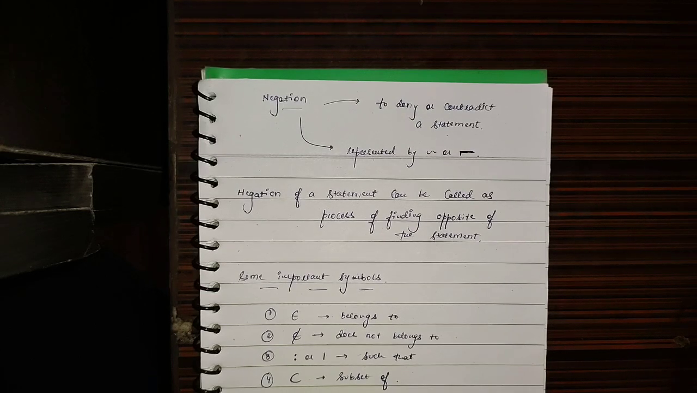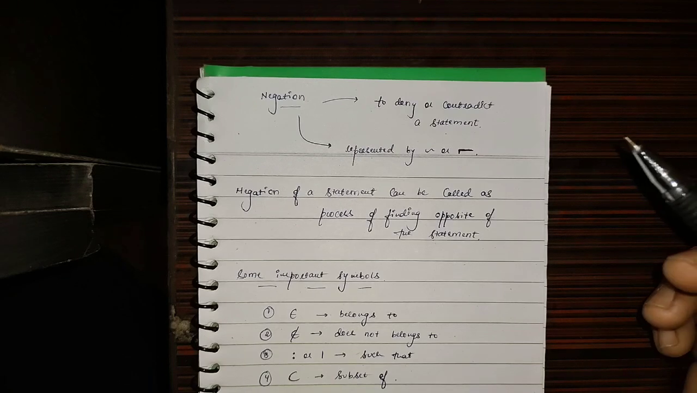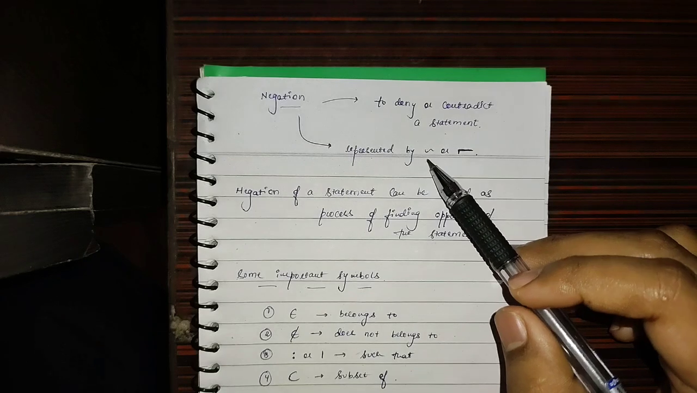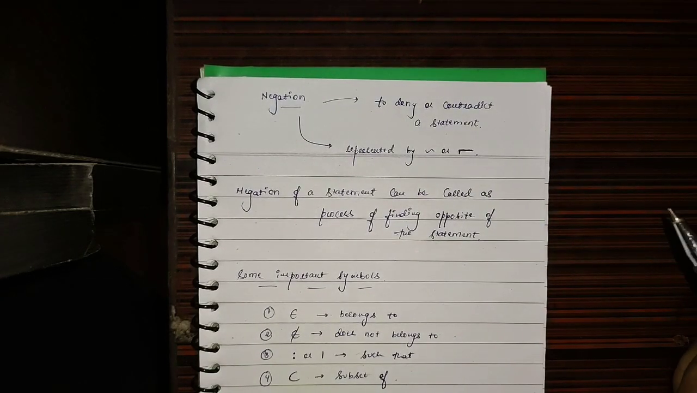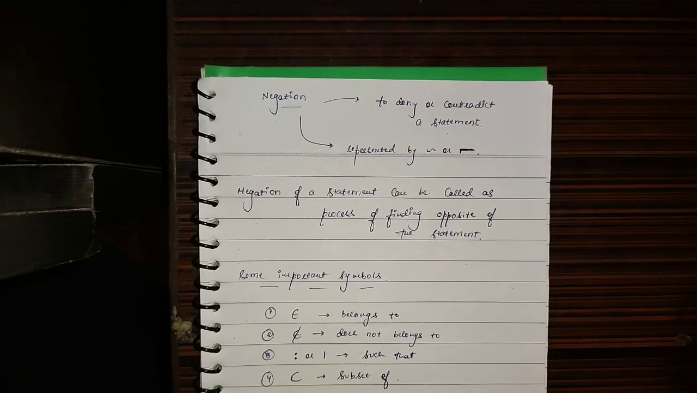So negation of a statement is to deny or contradict a statement. It means that if I have said the opposite of the statement that I said earlier, I have just negated the statement, or I have said something that contradicts the statement. Negation in symbolic nature, or when we want to represent it in symbols, is represented by this or this. So negation of a statement can be called a process of finding the opposite of the statement.